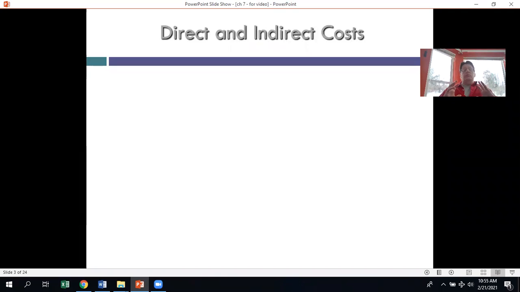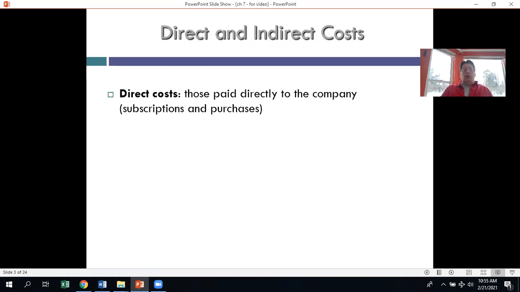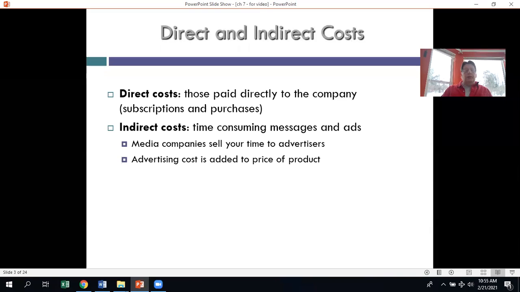So in terms of the way that money is generated from us, the consumers, there's both direct and indirect costs. The direct costs are those paid directly to the company. So paying for a subscription to Netflix or Hulu would be an example. Purchases that we make, like buying a movie from Amazon Prime Video or buying a song from iTunes, are examples of purchases. So money is going directly from us to that media company.